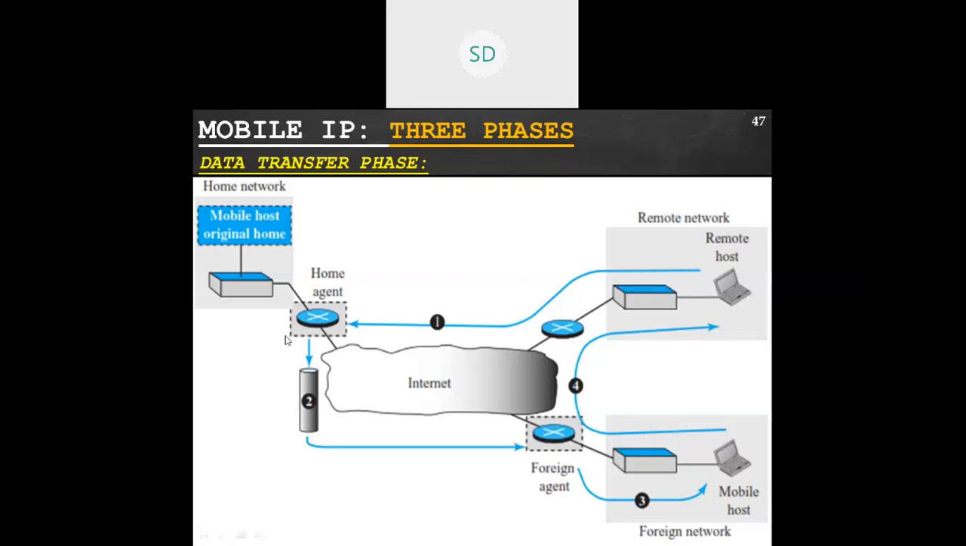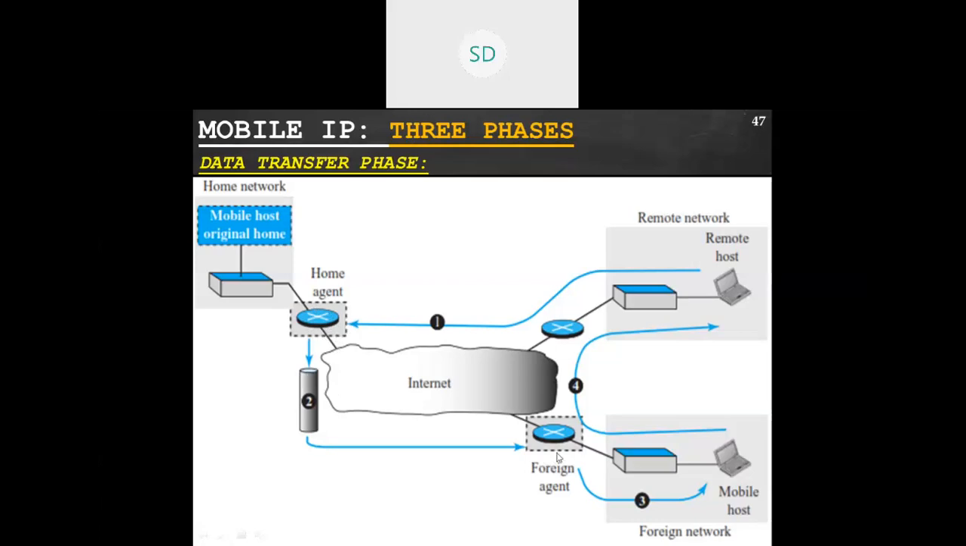will encapsulate the whole IP packet inside another packet using an address as a source. The source address will be the home agent when one more packet is encapsulated, and the destination address will be the foreign agent. So that second packet containing the information will reach the foreign agent.